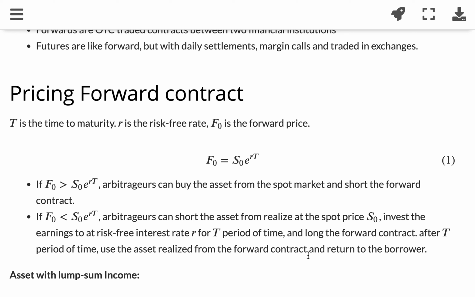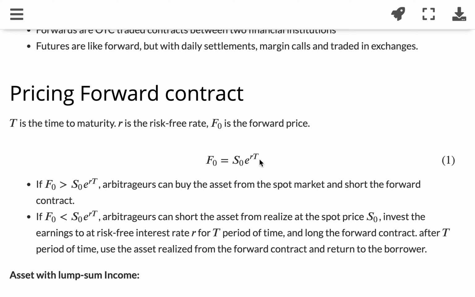Let's say we assume that we have another investment from banks or central banks that will provide us a risk-free interest rate R, and the contract will mature after time T. Then the forward price of this contract is F0 = S0 e^(RT), where S0 is the spot price of the underlying asset, and e^(RT) is the continuously compounded interest you can earn if you invest this money in a currency market.